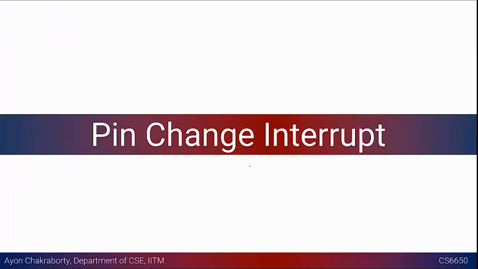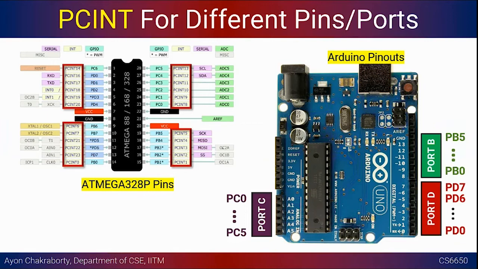Okay, so now I will introduce you to a new kind of interrupt. Whatever time we have, I think we can cover a small portion of this. There is something known as pin change interrupt, the PCINT. We already looked at the external interrupt, and we said that there is another kind of interrupt called pin change interrupt, which is pretty similar to the external interrupt, but there are some minor differences that I will also explain to you.